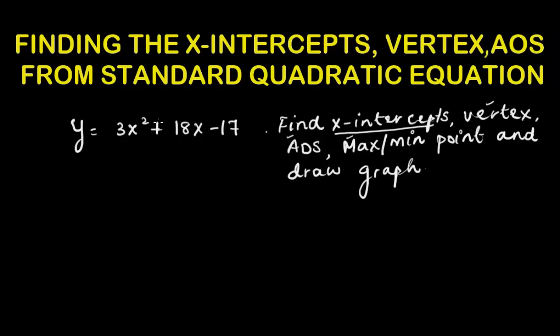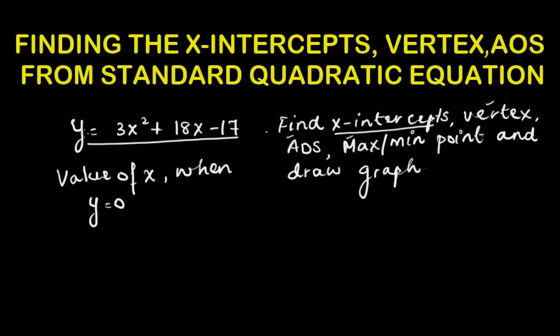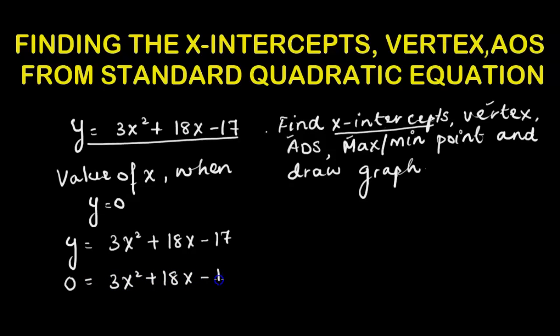What we have to do is, first, go with finding the x-intercepts. We know the x-intercept means the value of x when y is 0. Therefore, we substitute y as 0 in order to proceed. As the equation we have is y equal to 3x squared plus 18x minus 17, we put 0 equal to 3x squared plus 18x minus 17.